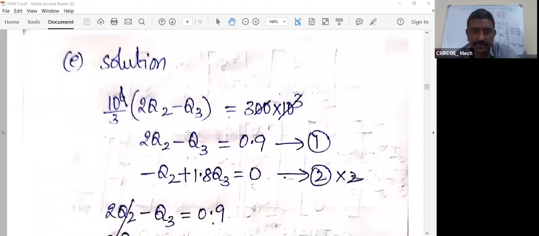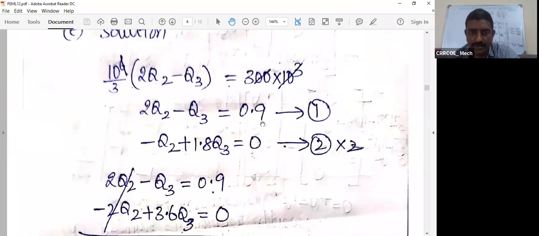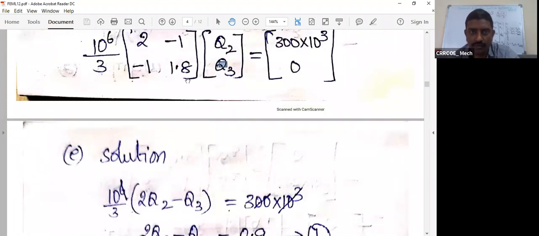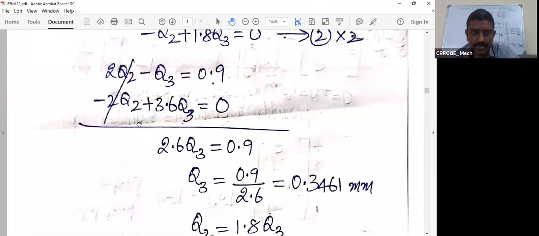So, solution. The first equation, from the first row multiplication, is 10 power 6 by 3 times (2 Q2 minus Q3) equal to 300 into 10 cube. That is the first equation. The second equation is minus 1 into Q2 plus 1.8 into Q3 equal to 0. For simplification, multiply the second equation by 2.